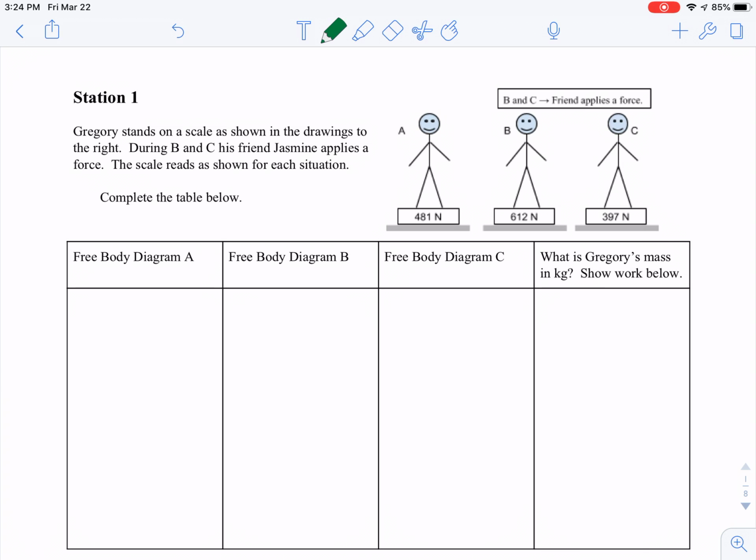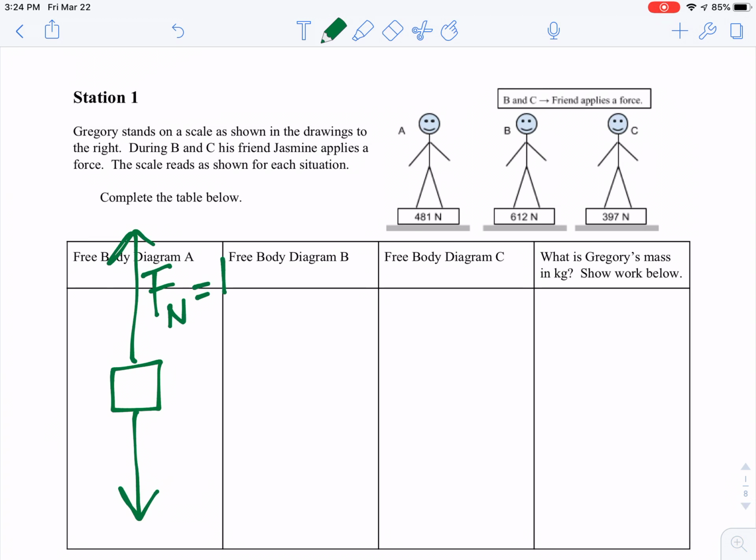So we've got three different scale situations. We've got Gregory, he's standing on the scale every single time. Jasmine's applying a force to him on B and C, but not A. So we're gonna make a couple of free body diagrams. We know that Gregory doesn't move, and so he always should have a balanced net force of 0.